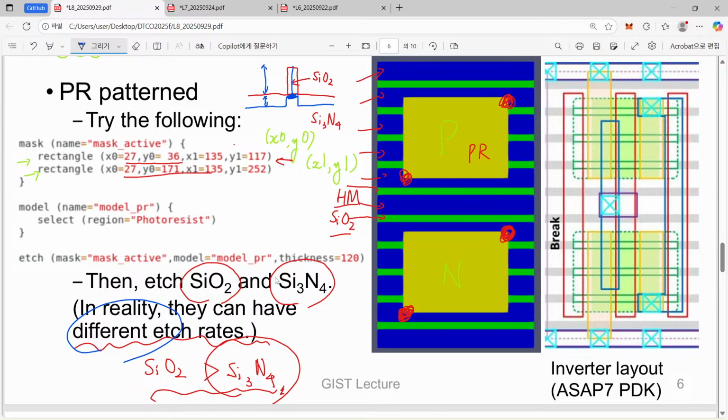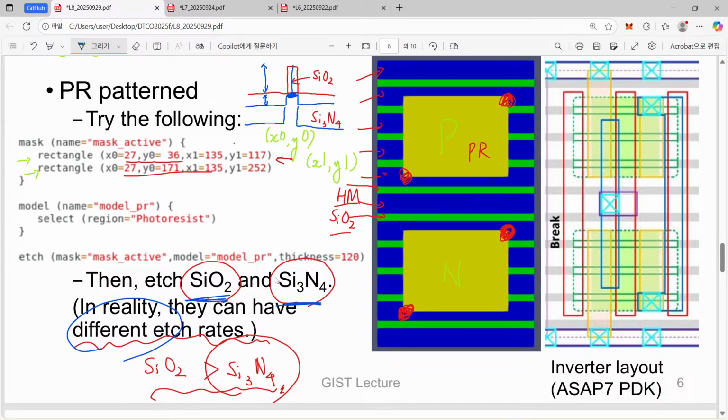This material is selected, then it is etched, and this material is not selected, then it is not etched completely. So that's the reason why here I assume both silicon dioxide and silicon nitride are etched at the same etching rate. Then what will happen? Then now we will have a much deeper silicon nitride etch profile by using this constant, the same etch rate.